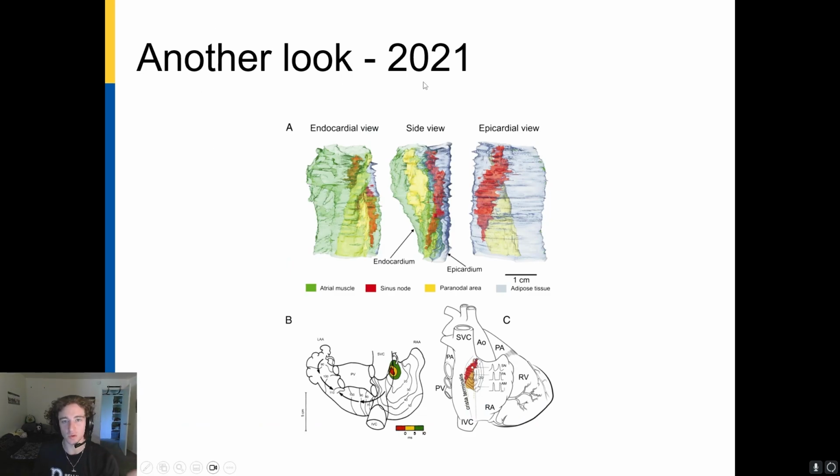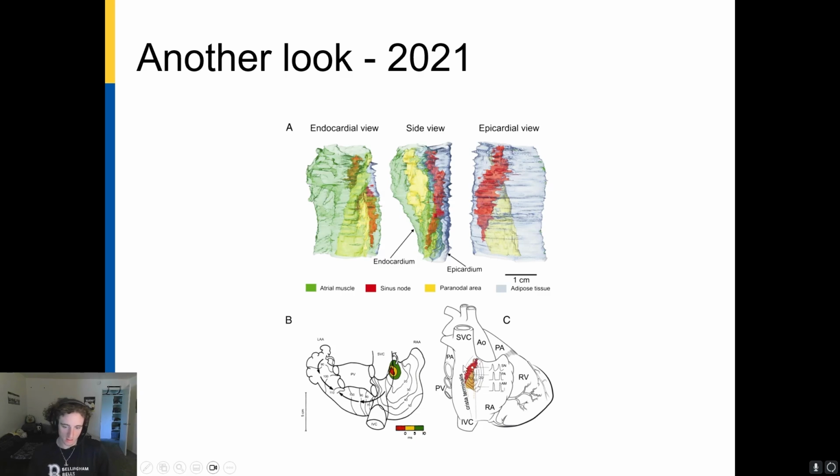So this is from a 2021 paper, and you can see down here it doesn't really depict it going all the way down here, but we can see it's a lot larger than what we kind of talk about, right? It's this more spanning area. And then these are talking about perinodal areas and adipose tissue. Really just saying the red is the sinus node.